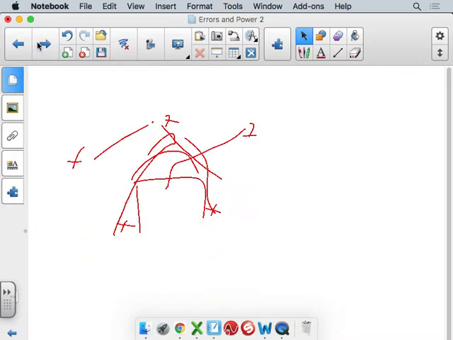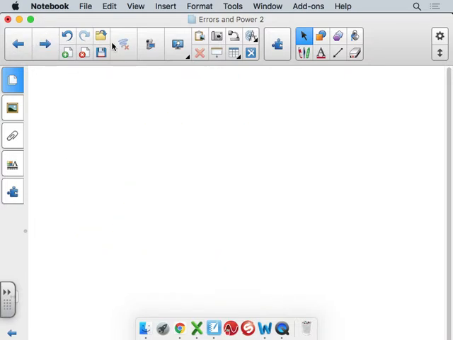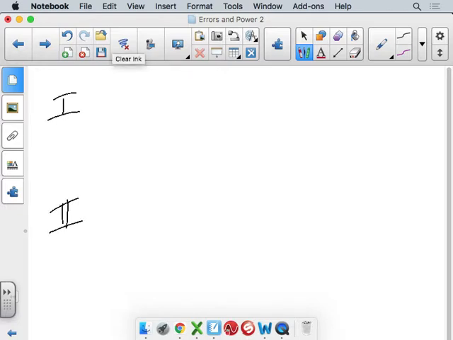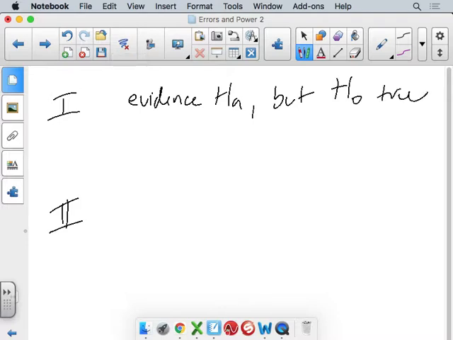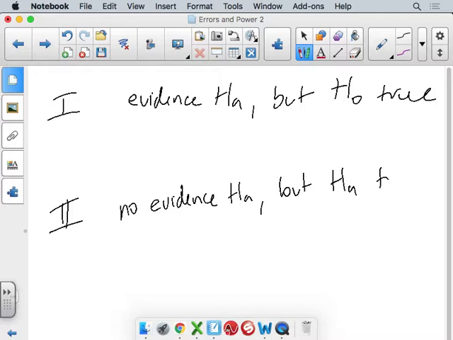Type 1 error, type 2 error. If I just wrote it out, type 1 is that you think you have evidence for the alternative, but the null is true. And then type 2 is you find no evidence for the alternative, but the alternative is true. So you're making a mistake. Power is evidence for the alternative, and the alternative is true. Like you did the action and it was right.